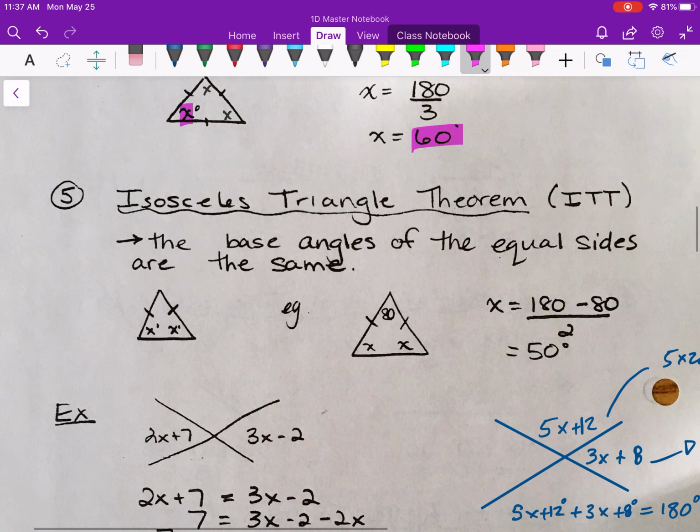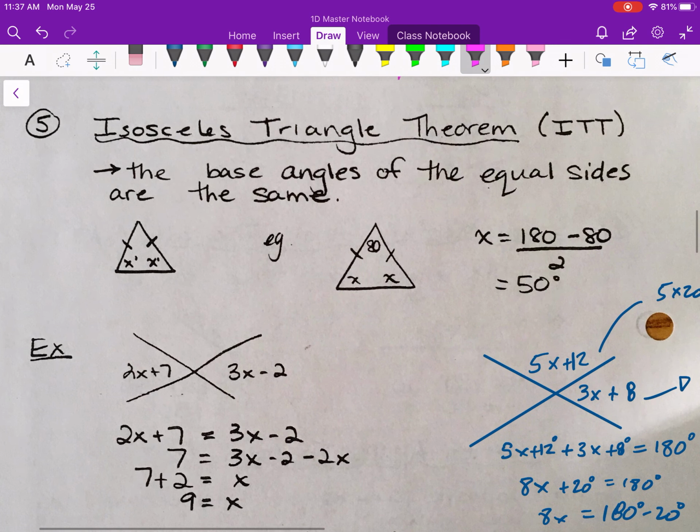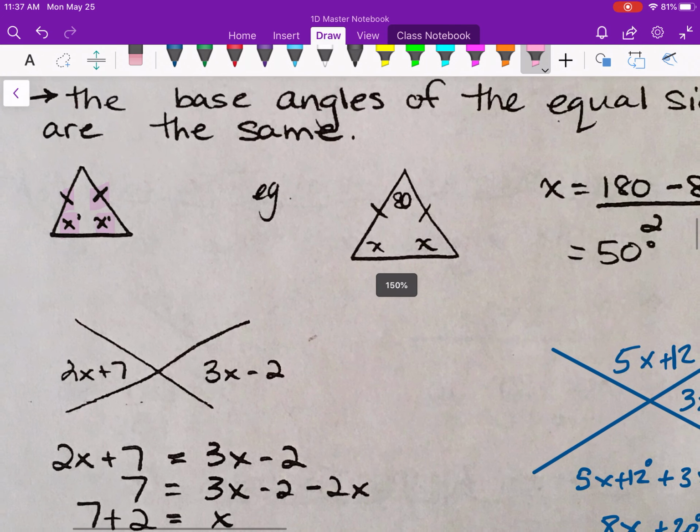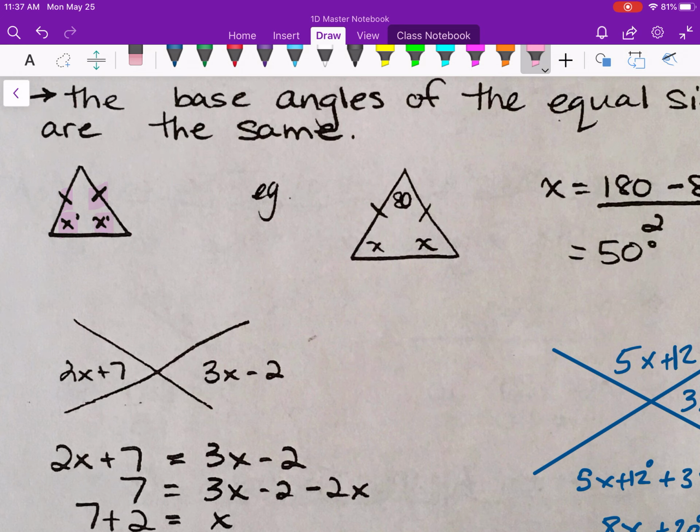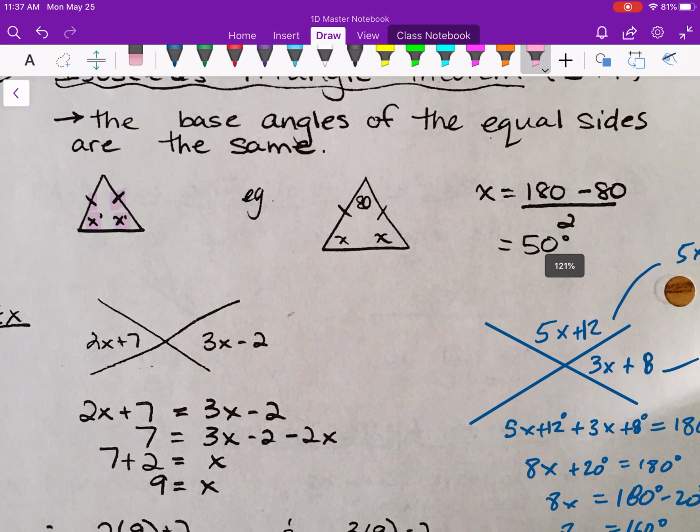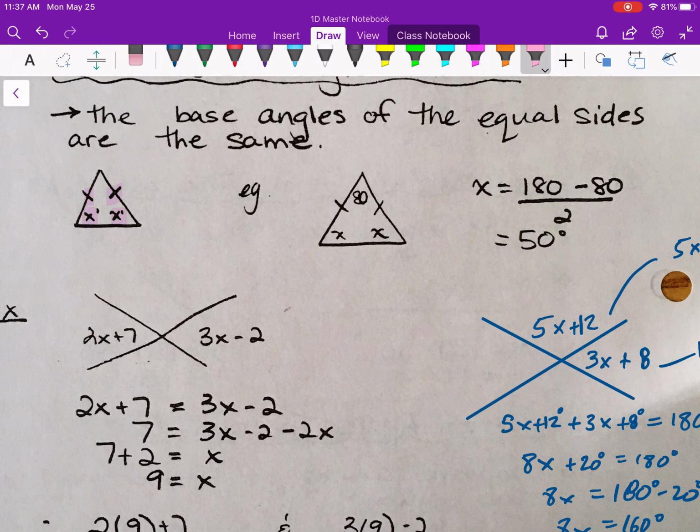Okay, isosceles triangles, remember, those are ones that have two side lengths the same. That's what these little marks here mean. So this and this means that they're the same length. They also have equal angles at the bottom. So if we know one of the angles of an isosceles triangle, it doesn't even have to be the doubled up one or not, we can always find out the missing angle of an isosceles triangle.